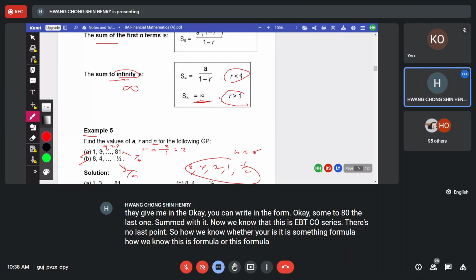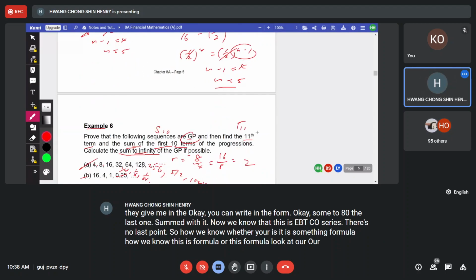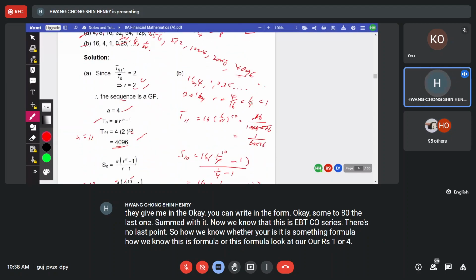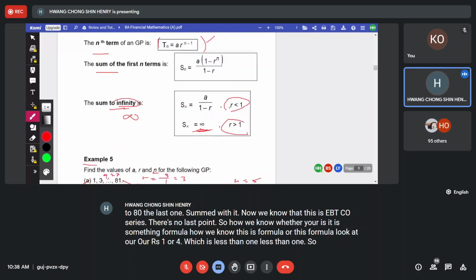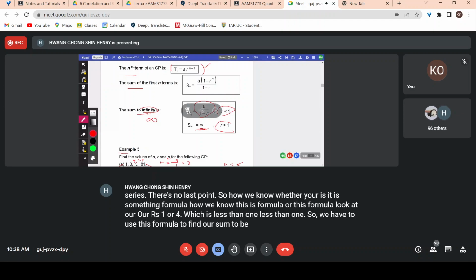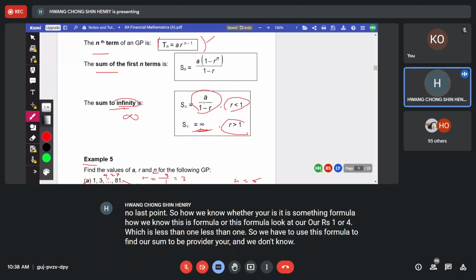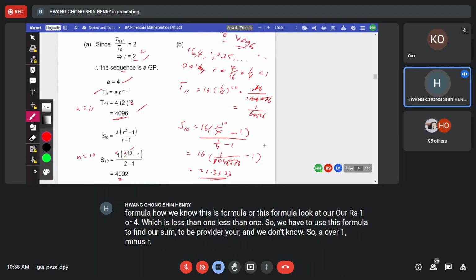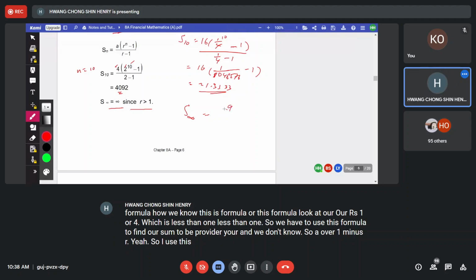Look at the r. Our r is 1/4, right? Which is less than 1. Since it is less than 1, we have to use this formula to find our sum to infinity, because we don't know n. So a over 1 minus r. Yeah, so I use this formula.